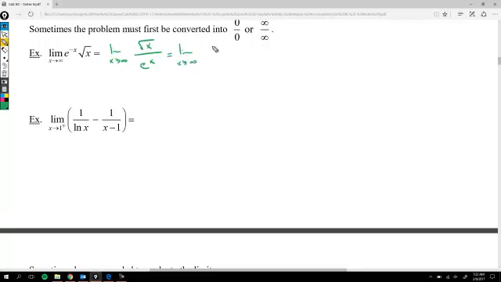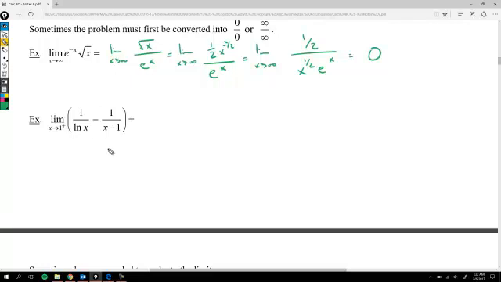Okay, so now I could take my derivative. I have 1/2 x to the negative 1/2 on top, and I get e to the x on bottom. Remember what that means is I have a 1/2 on top, x to the 1/2 on bottom, and e to the x on bottom. Both of my variables are now in the denominator, so if I plug infinity in, I have 1/2 divided by infinity times infinity, which is 0.